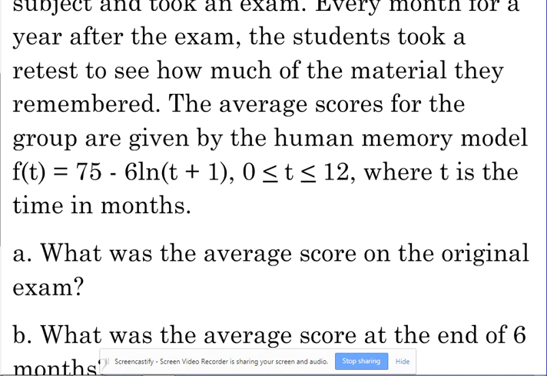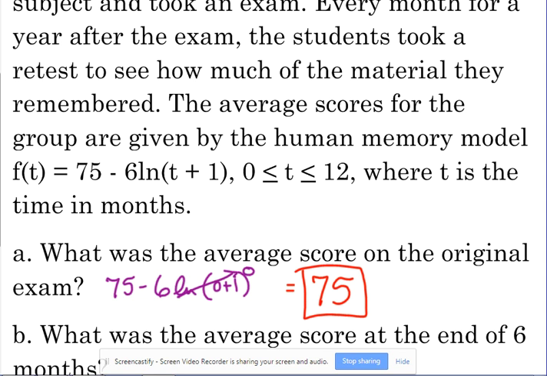So the first question is, what was the average score on the original exam? How do we figure that out? Plug in 0, because that was the initial exam. Now, don't put this in your calculator. If we plug in 0 for t, what's the natural log of 0 plus 1? It's 0, because it's the natural log of 1. 6 times 0 is 0. So what was the average score on the original exam? A 75. That's not very good.